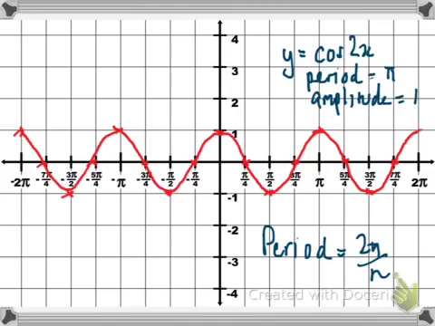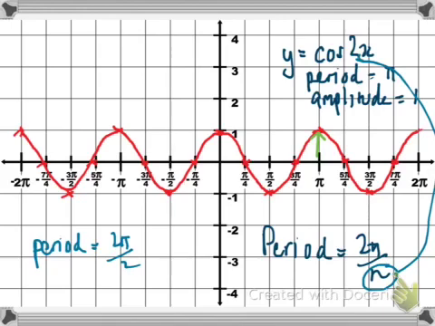Cosine 2x, the amplitude won't change. The amplitude is still going to be 1, the distance between the middle of the graph and the maximum. What has changed is the period. We know we've got our formula, period equals 2 pi over n. So here, period would be 2 pi over 2, because remember, n is defined as the number in front of the x, the coefficient of x. So that means the period here would be pi.